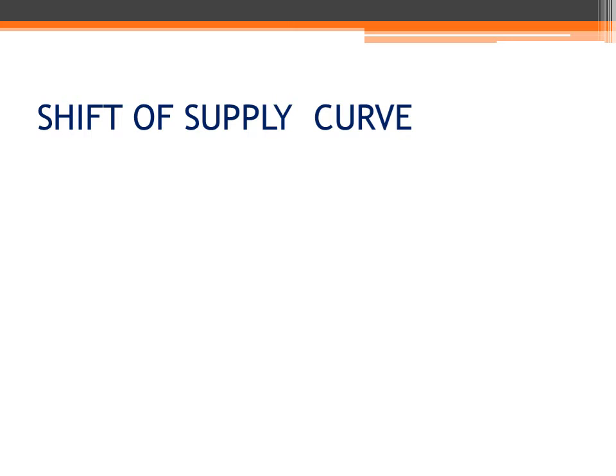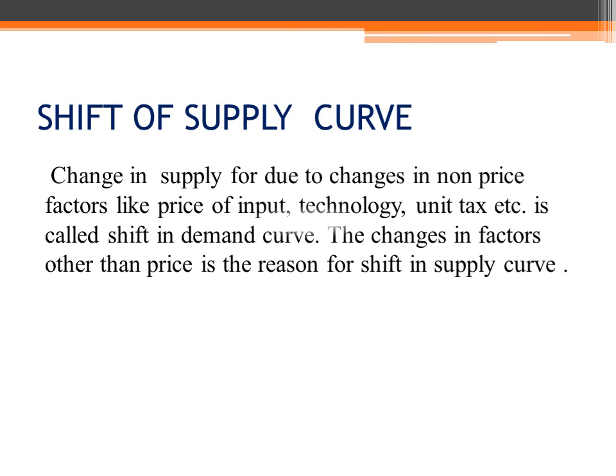The next topic is shift of supply curve. Shift of supply curve means it is a change in supply due to changes in non-price factors like price of input, technology, unit tax, etc. That's called a shift in supply. When a change in supply is made for reasons other than a change in price, it's called a shift of supply curve.